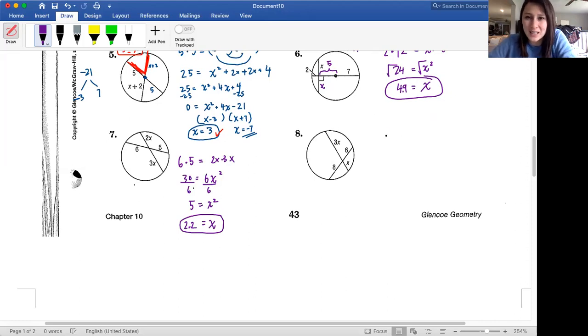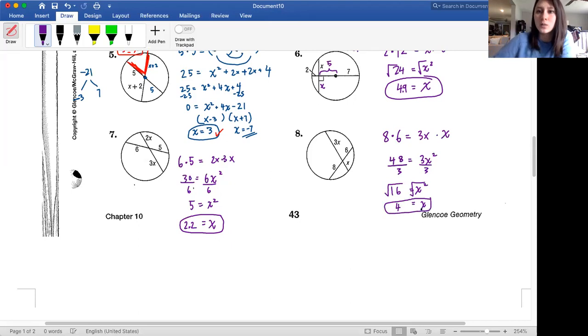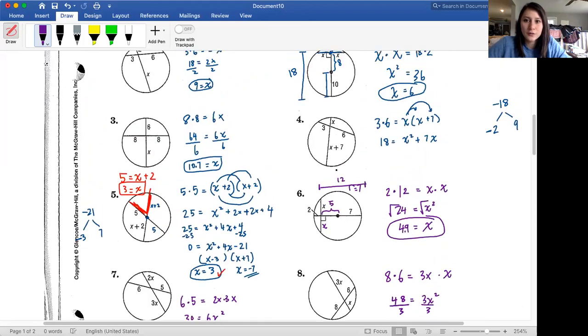Okay, number 8, same idea. 8 times 6 equals 3x times x. Now x times x here becomes x squared, so I have 3x squared. And then 8 times 6 is 48. Divide by 3 on both sides. 48 divided by 3 is 16. And then x squared, square rooted both sides, becomes 4. 16 square rooted is 4. So that's a nice number we got there. Good. Okay, so that's all of the first side.